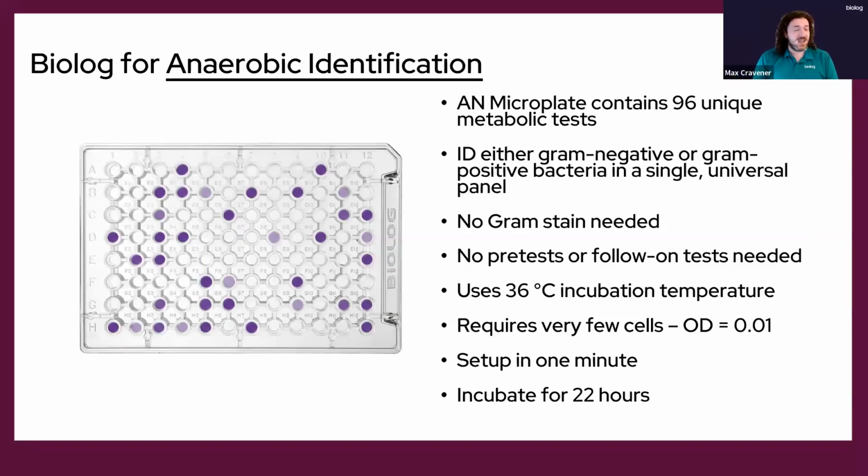So now we have the anaerobic identification, or AN microplate. So this, again, contains those 96 unique metabolic tests, and you can use either gram-negative or gram-positive species here. And again, no gram staining is required. And the big difference for the anaerobe plate is that it is just a single read at the end of 24 hours of incubation. This is because of the aerotolerance of the strains. You need to seal the plate in an anaerobic chamber or box, and then incubate for 22 hours and then read once, either in the Odin or the microstation.